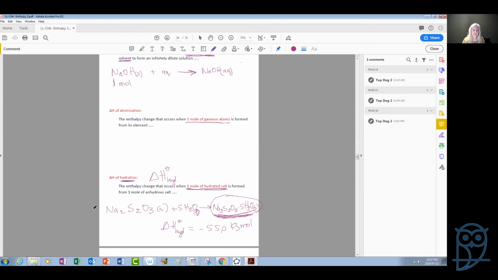What else have we left here? The atomization. Actually, this is quite an interesting reaction. Atomization, quite useful that is, which is the enthalpy change when 1 mole of gaseous atoms is formed from the element.